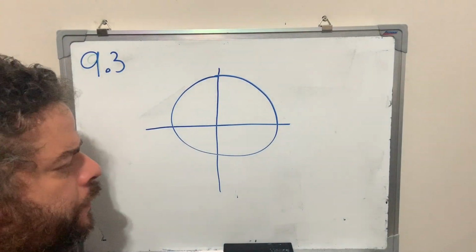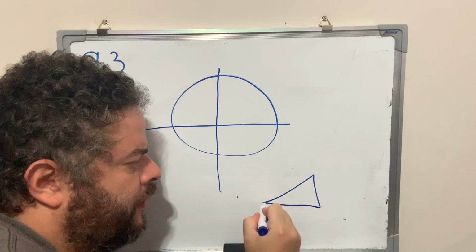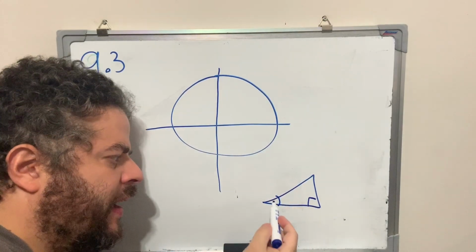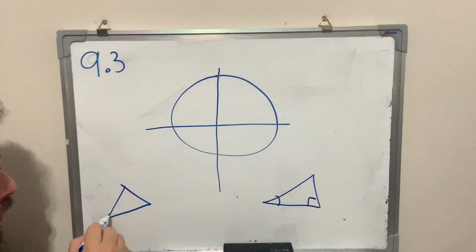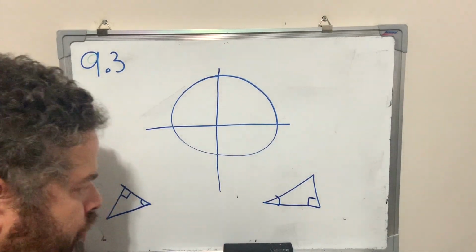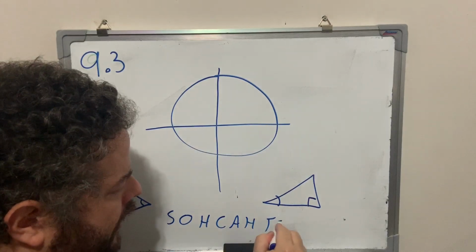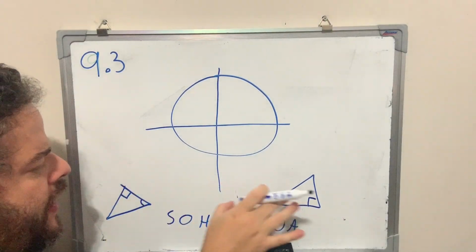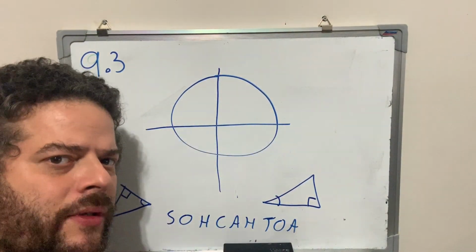Now, first of all, we were working with triangles that were just independent. This is a right triangle, please find the sine of this angle. Or this is a right triangle, please find the sine of this angle. And you use SOHCAHTOA. You should remember that. Now today, all we're gonna do is put these triangles inside a circle using a coordinate axis.